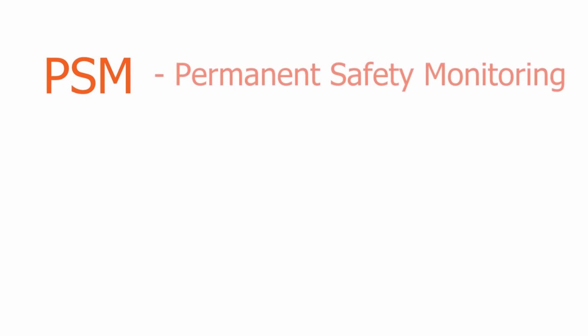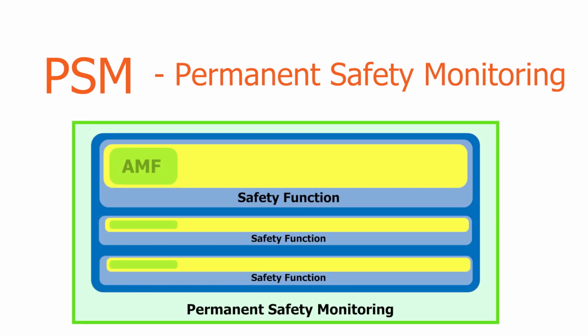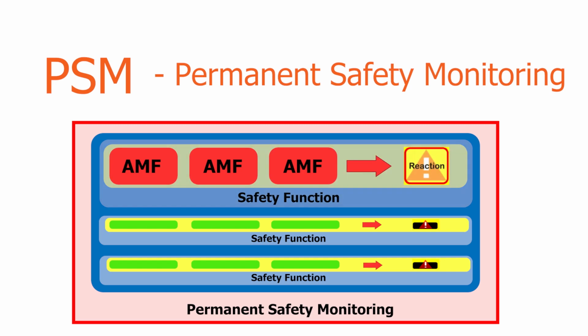A PSM is a permanent safety monitoring function, which is permanently active and uses criteria defined by the AMFs to ensure that the overall system is constantly monitored and safe. The safety function of the PSM can hold up to 3 AMFs, which are ANDed together. The entire safety function is considered violated if all 3 AMFs are violated. The safety functions also define a reaction, which can be triggered if the safety function is violated.